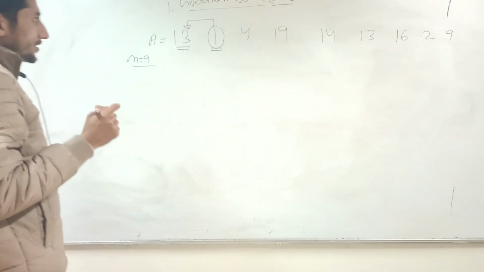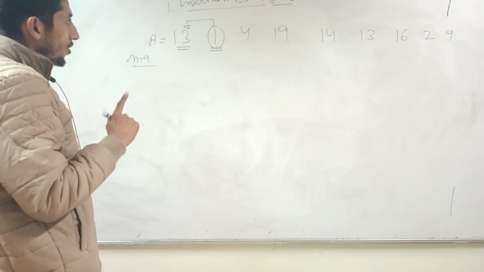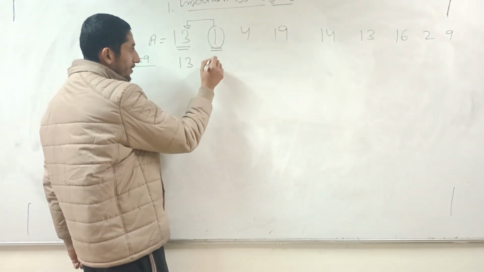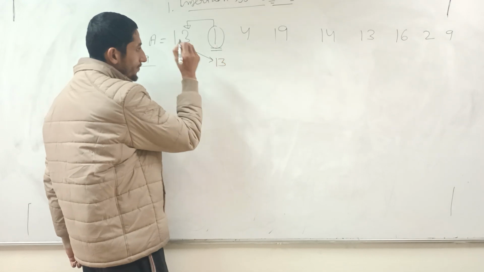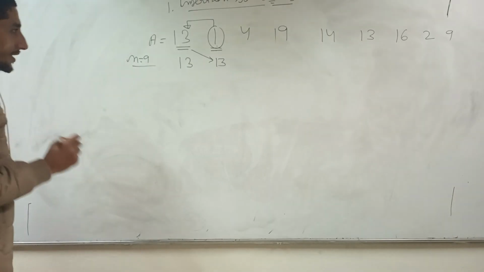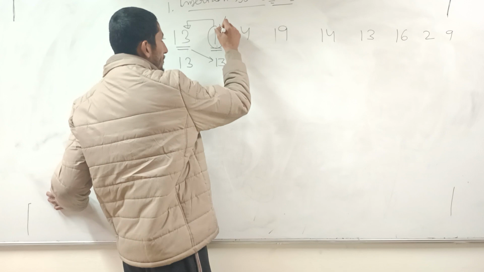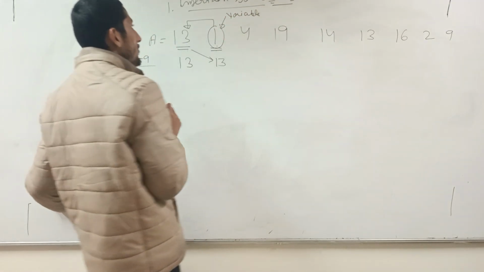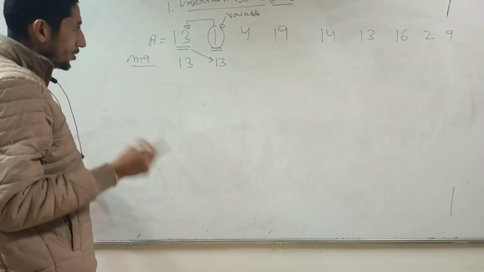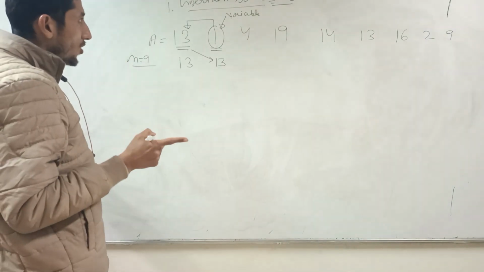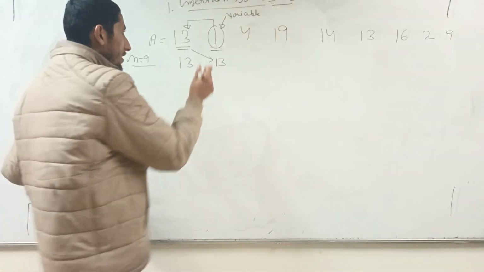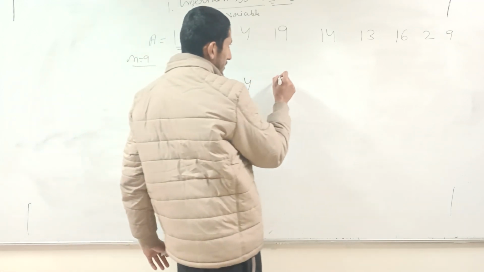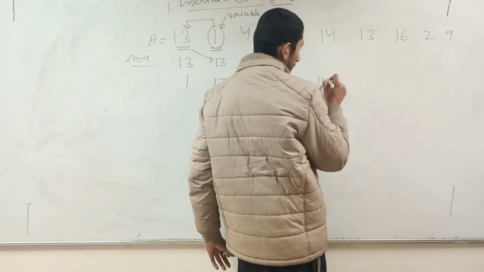Okay, so 1 should come to the left of 13. So I will put 13 here and copy the same thing over here. I will store 1 in a temporary variable. Although till now there are only two elements, I will copy 1 here. After copying 1 here, the array becomes like this, and all the other elements remain the same.